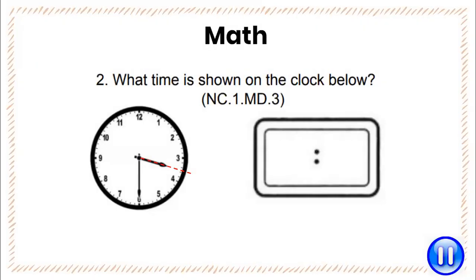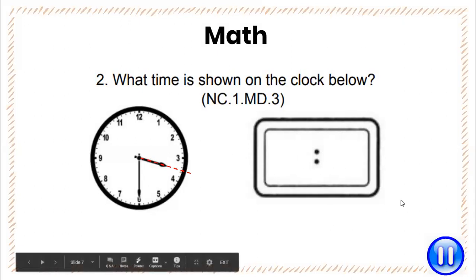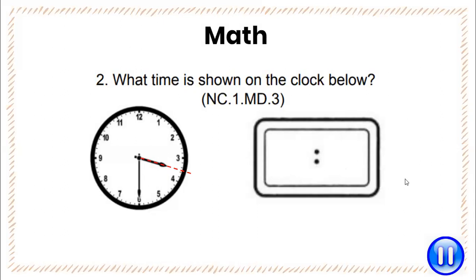Number 2. What time is shown on the clock below? Look at the hour hand, friends. It is between the 3 and the 4. Is it really the new hour yet? Or is it still in this hour? Think about that and write your digital time. You may pause and write your answer.